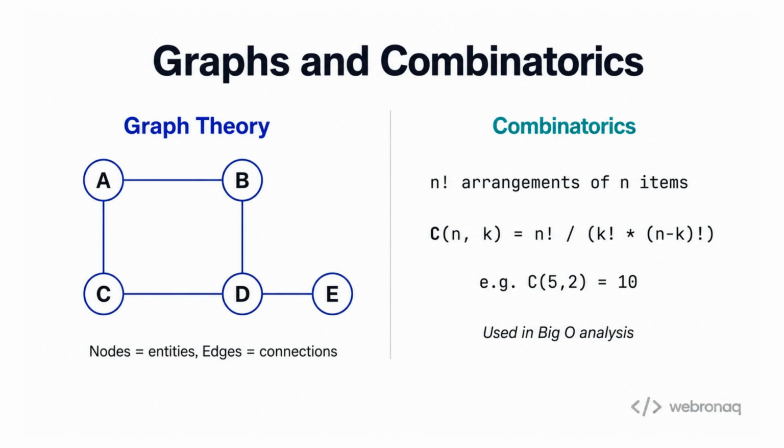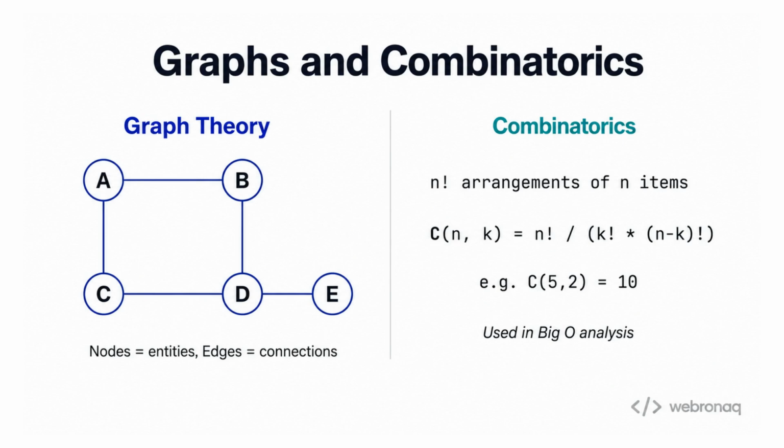Here is where things get really powerful. Graph theory models relationships between objects using nodes and edges. A social network is a graph. A city map is a graph. The dependency tree your package manager resolves before installing software is a graph. Algorithms like breadth-first search and Dijkstra's shortest path algorithm are built entirely on graph theory.